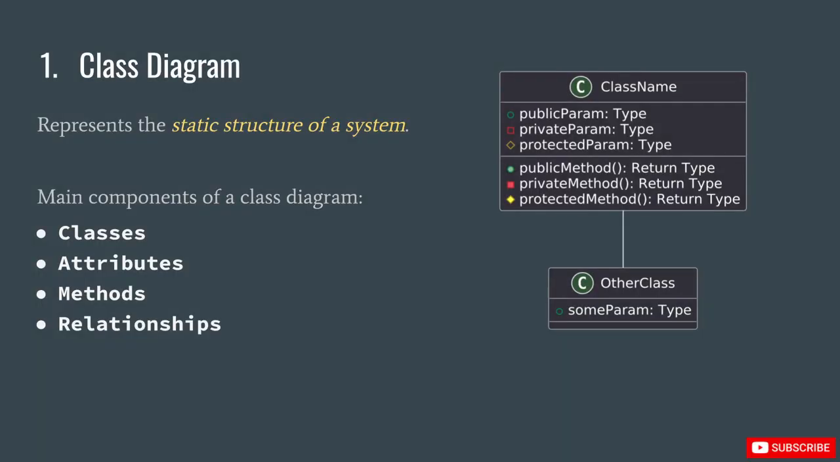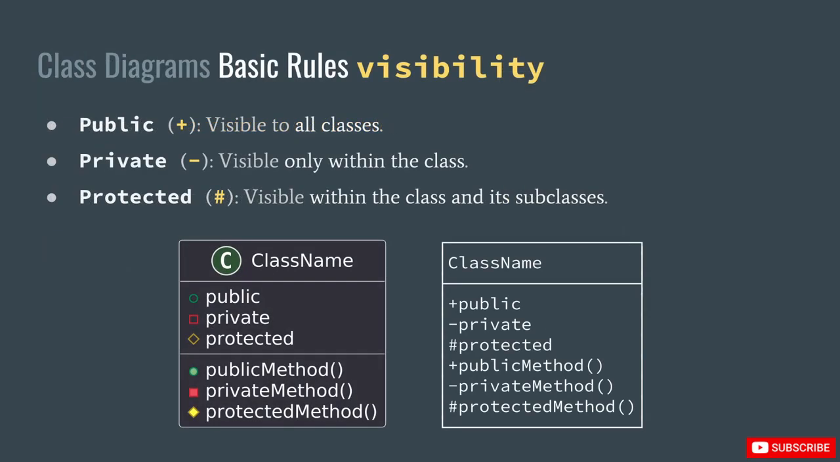Class diagrams represent the static structure of a system. They include classes, attributes, methods, and relationships. This helps visualize how different parts of the system interact and are related. Visibility is crucial in class diagrams.